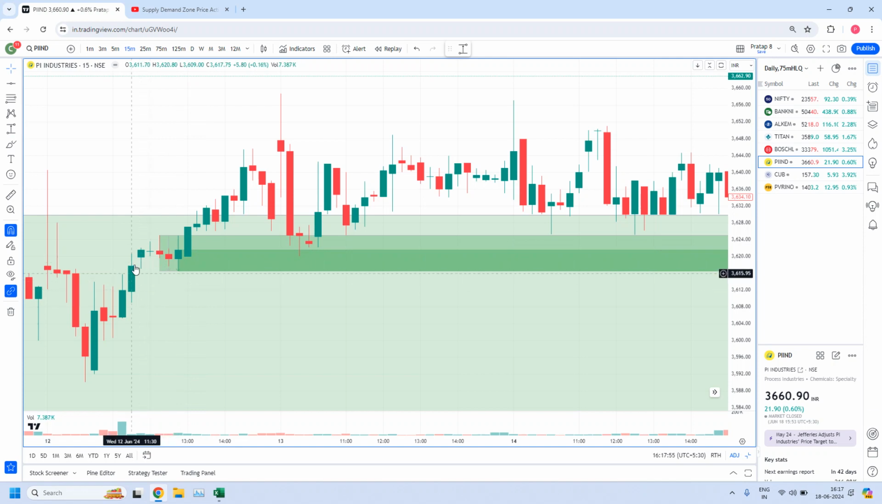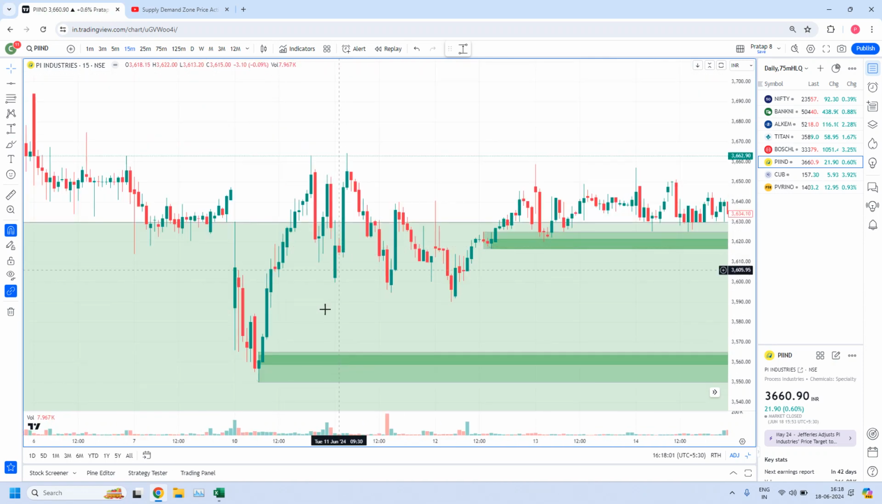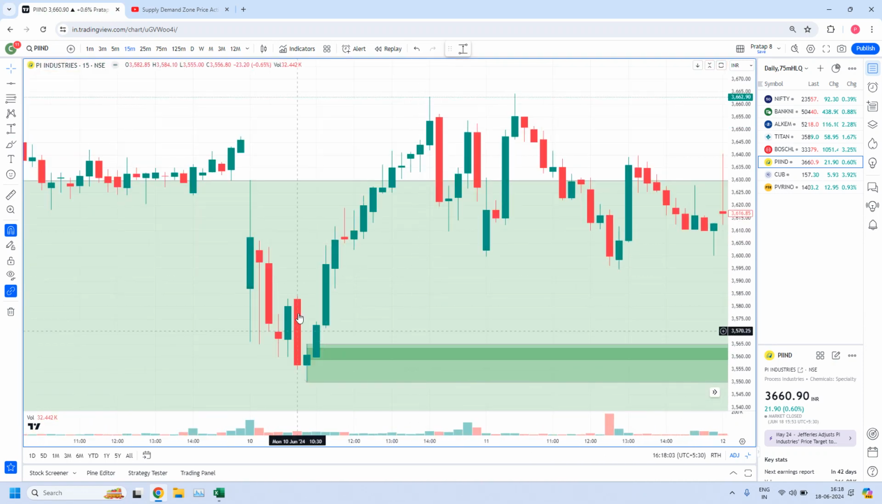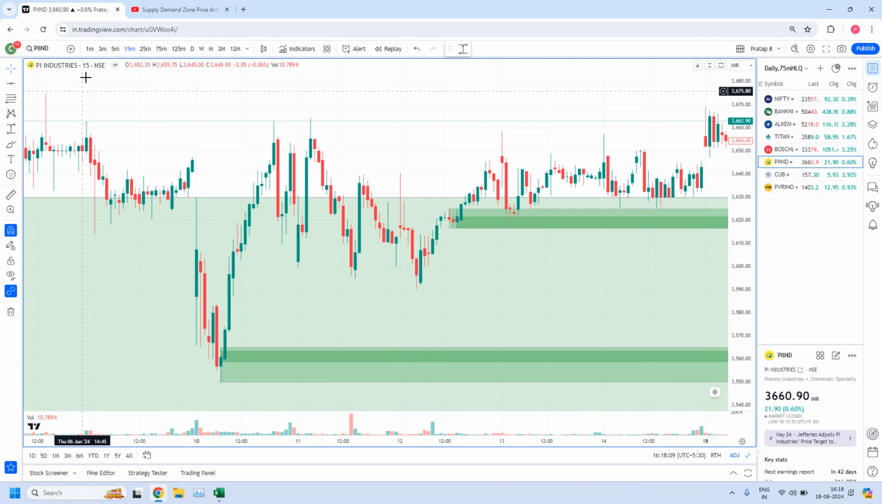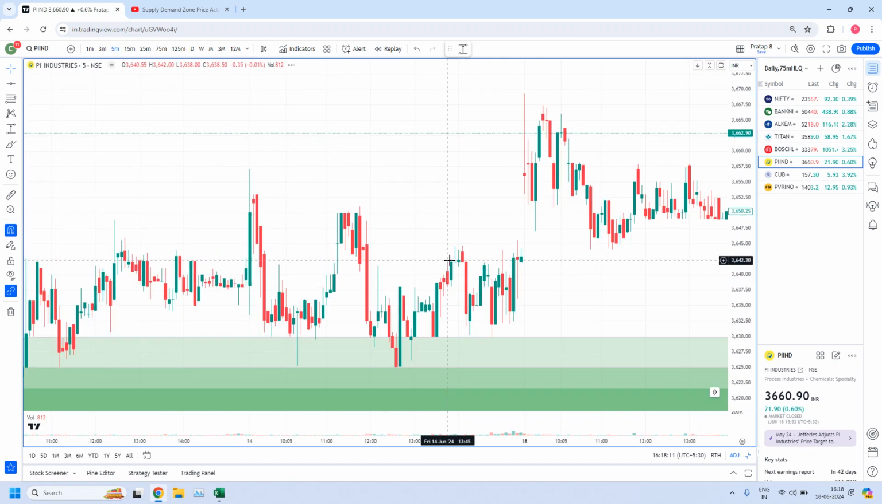See here you have a rally candle, 1, 2, 3, 4, 5 base candles, again a rally candle. This is the 15-minute zone identified. And here again another 15-minute zone, drop, base, rally, and good follow-through candles. These are the two zones available. So again, fine-tuned with the 5 minutes time frame.